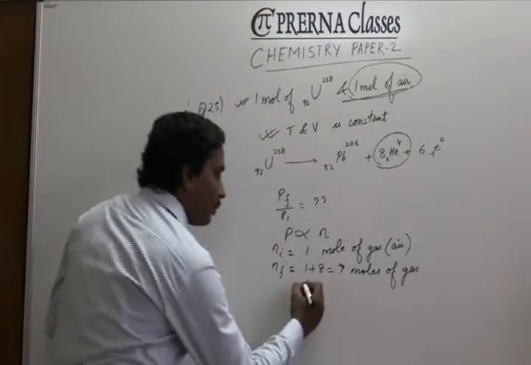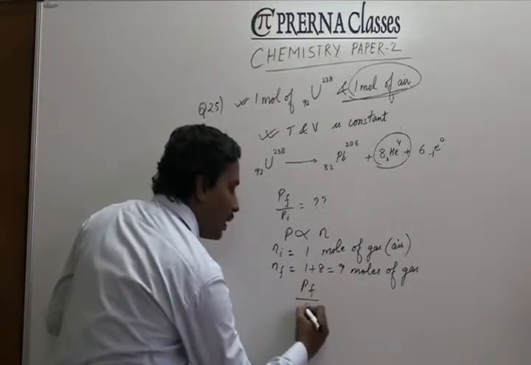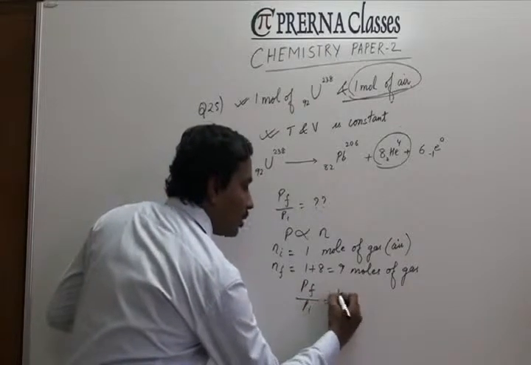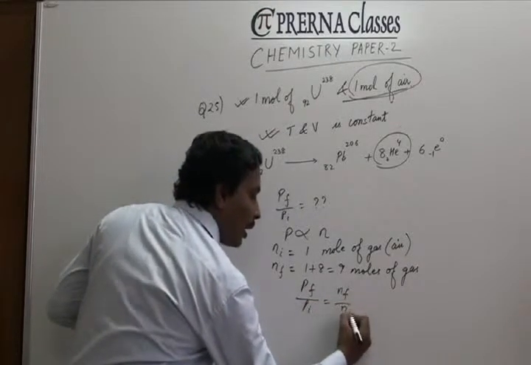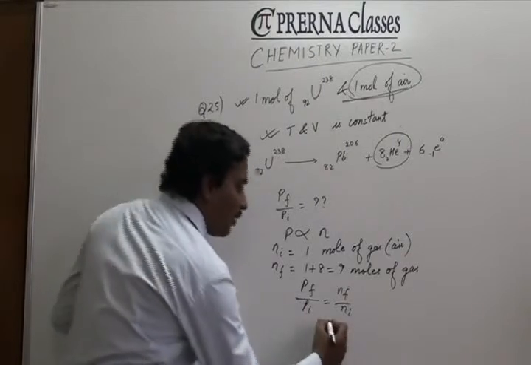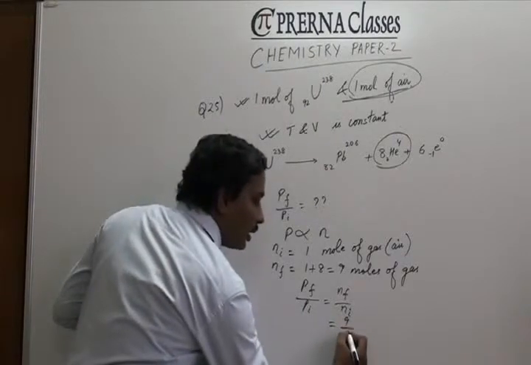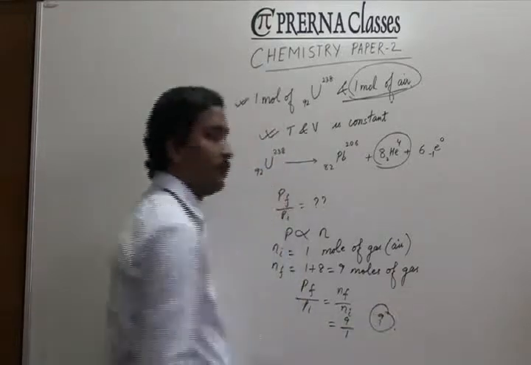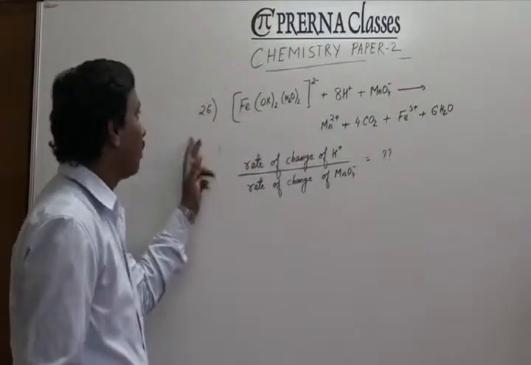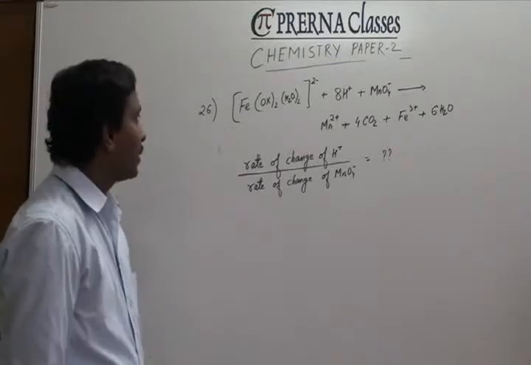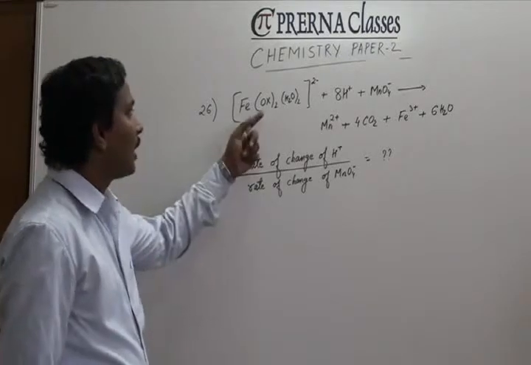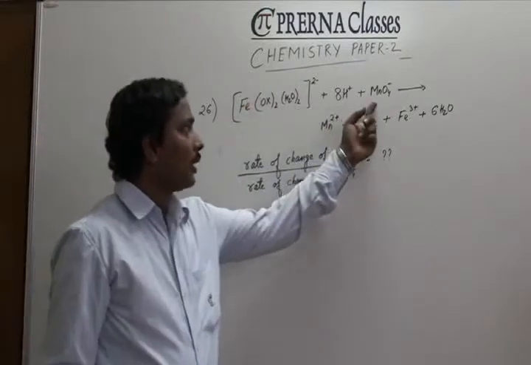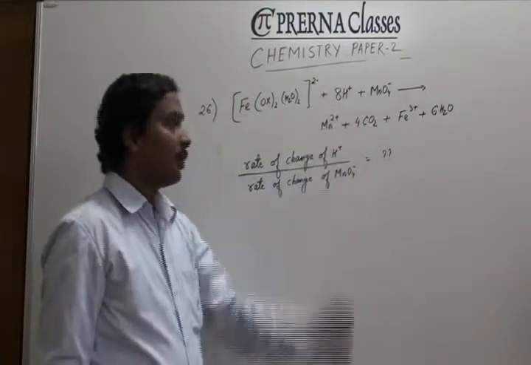So we can write PF by NF, or we can write PF by PI is equal to NF by NI. NF is 9 and initial moles are 1, therefore the answer is 9. The next question, number 26: it is given that diaqua dioxalato ferrate is oxidized by MnO4 minus in acidic medium.